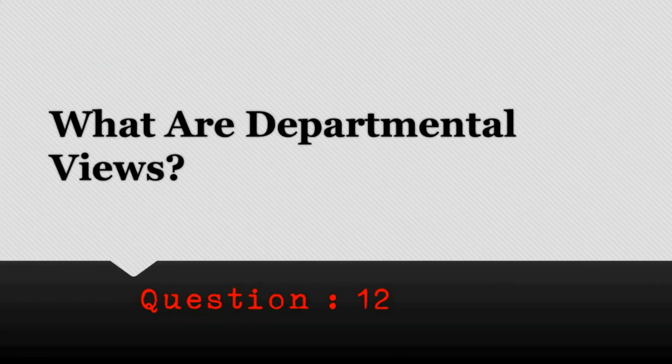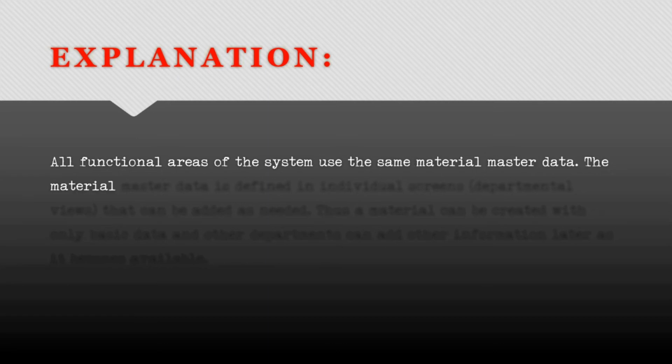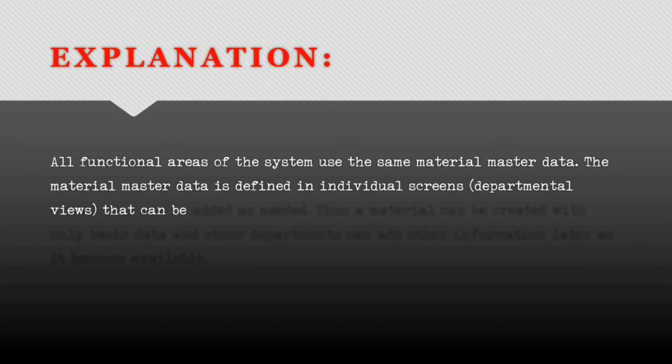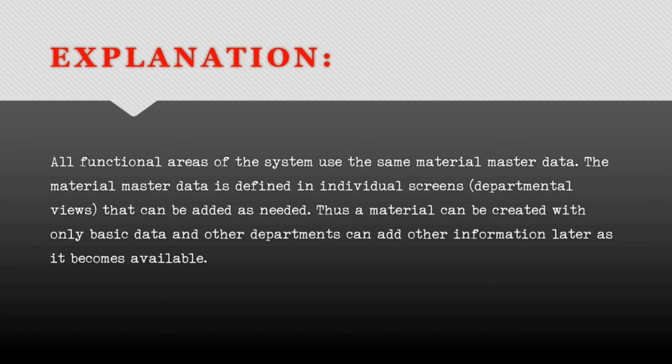What are departmental views? All functional areas of the system use the same material master data. The material master data is defined in individual screens that can be added as needed. Thus, a material can be created with only basic data and other departments can add other information later as it becomes available.